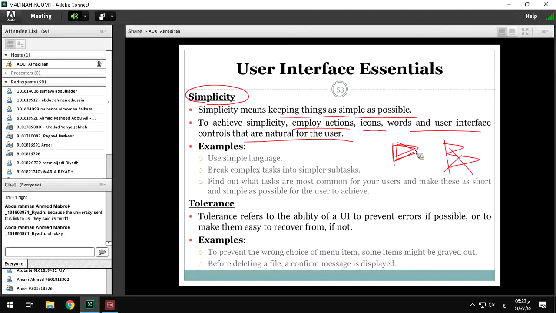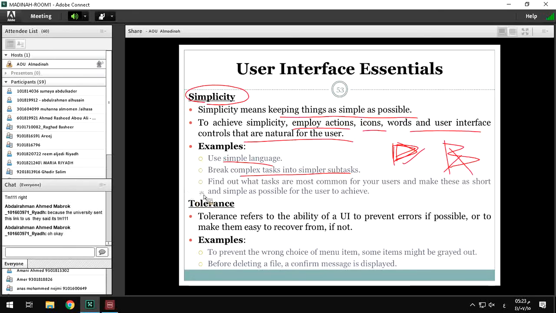Keeping the things which are more natural, more easy to understand, and more easy for the users to use, that's the simplicity. For example, using simple languages, break the complex task into simple tasks and simpler subtasks. Find out what is most common and use the short forms. Okay, so that's called the simplicity.